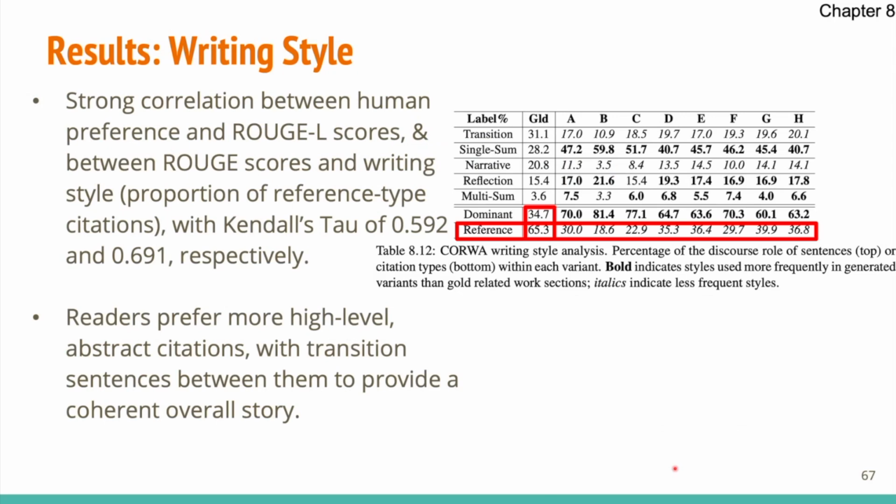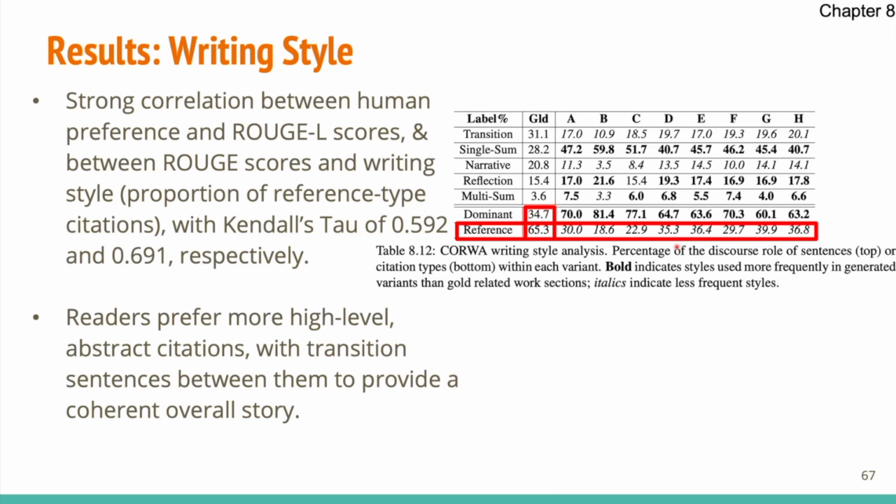More interestingly, we also used the CORA joint related work tagger that we introduced previously to predict the citation types of each generated citation for writing style analysis. So as you can see in the red boxes, both related work sections contain much more reference style citations than our generated related work sections. This indicates our generated related work sections are more like the concatenation of the summary of each cited paper, while the human written related work sections tend to use a coherent story to connect short citation spans together.